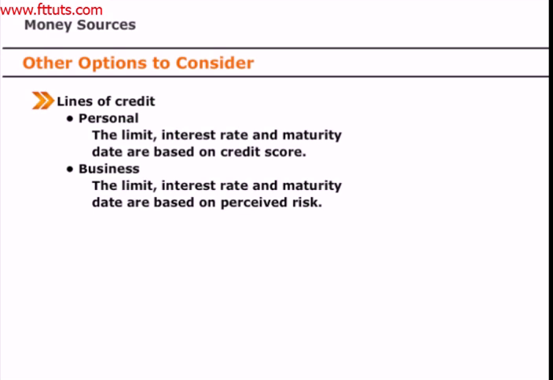These credit lines can be either personal or business lines of credit. With personal lines, the limit, interest rate, and maturity date are typically going to be based on your credit score. For business lines, the limit, interest rate, and maturity date are determined by the perceived risk the business shows, and possibly with a business credit score called the DUNS number.